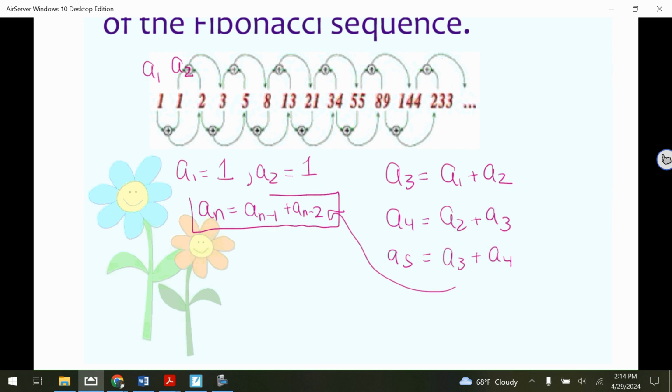It's saying you have to go two back. You go to the prior one and the one prior to that.